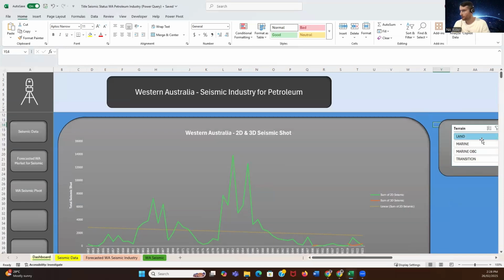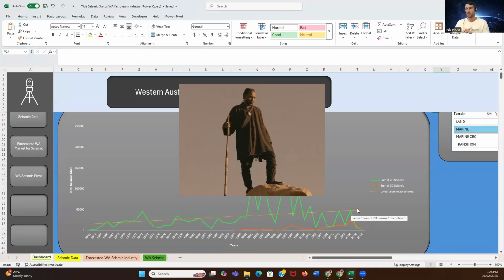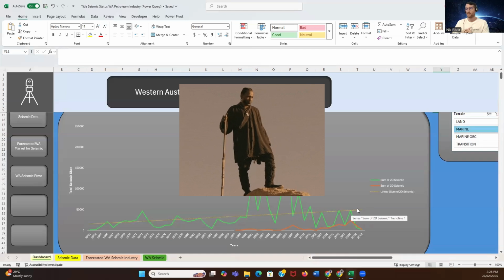So if we go to marine next, so offshore, we can see that offshore has actually trended up over time slightly for 2D seismic. So that probably comes back to some of the bigger players in the market, such as your Santos, Chevron, even Shell and a couple of joint ventures, I believe, who have moved more offshore with drilling for petroleum and their petroleum extraction, commodity extraction, to offshore-based rigs.